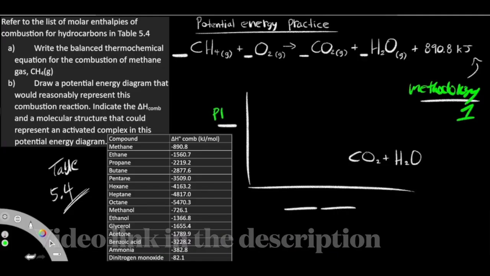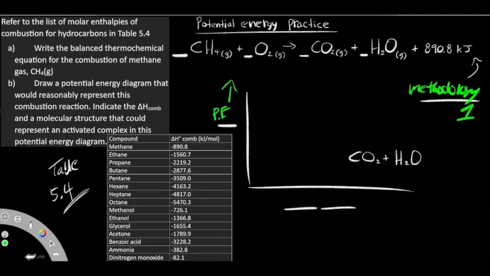So we have our potential energy on the side over here, increasing going upwards, and we have our reaction progress going from left to right down here. So we're going to draw our reactants. Oh, but we have to balance this chemical equation. So we have 2 over here, 2 over here. So we don't do anything with this 890.8 because we're just going to be dealing with 1 mole of the methane in question.